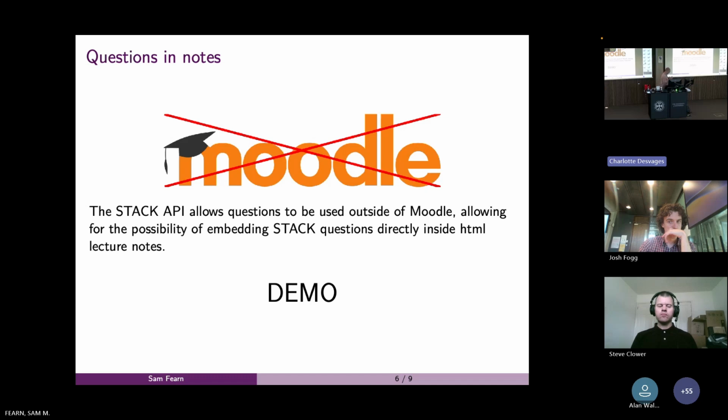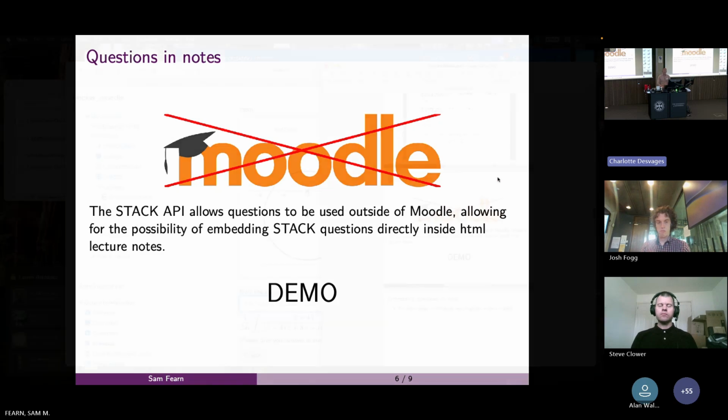everyone this morning has talked about the accessibility benefits of using HTML lecture notes. I just want to mention that this also gives you the possibility of kind of interactivity that is not possible with things like PDF. So we can embed Stack questions directly inside our lecture notes. I just want to demo that very quickly.